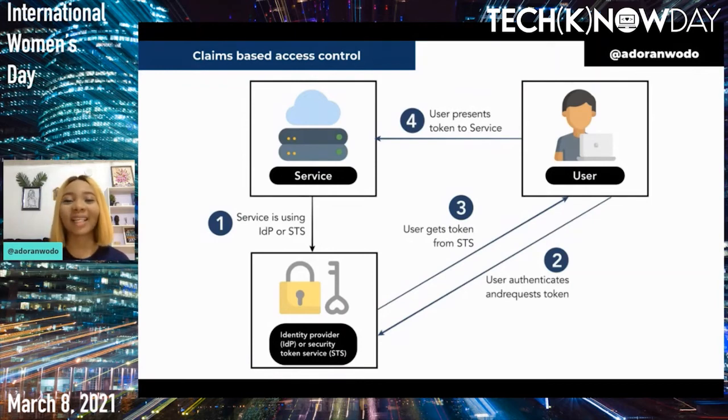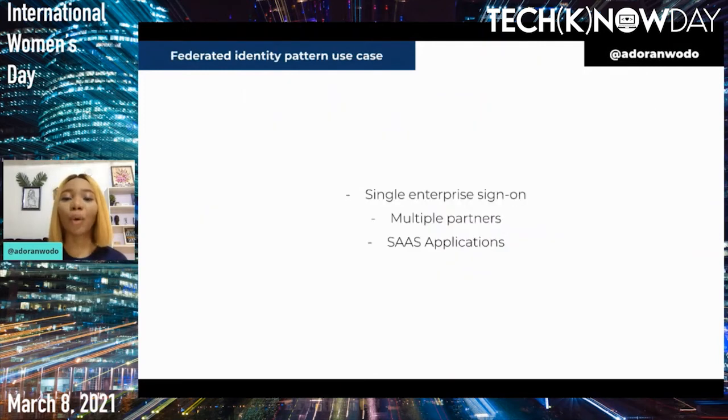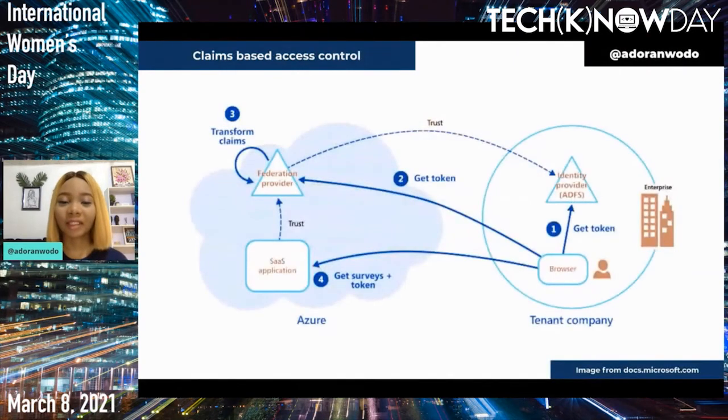So this is what this user has access to. These are the roles that the user can perform. And then it just goes ahead to allow me to do this thing. So one of the benefits: you can use the Federated identity pattern in single enterprise sign-ons. You can use it with multiple partners, and you can use it in normal SaaS applications. Like I said, one of the benefits of using this is that you only get to focus on what is important. You build your app and you have all the authentication bits taken care of for you.